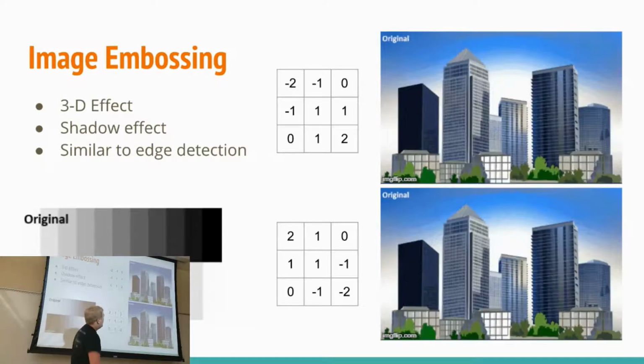If you switch where the negatives are in there, you get the exact opposite effect. So if it went from dark to light, it would create a white spot, and if it went from light to dark, it would create a dark spot.